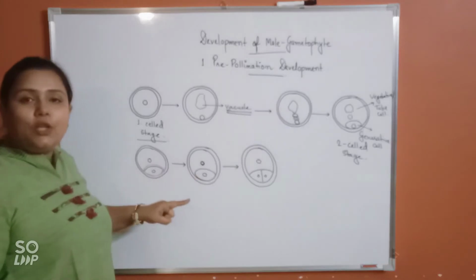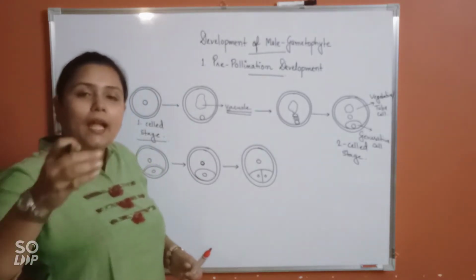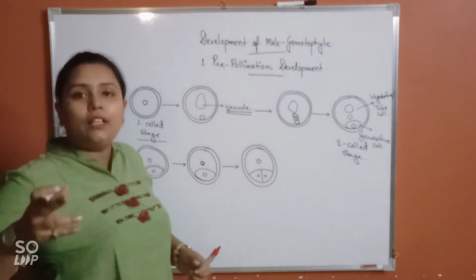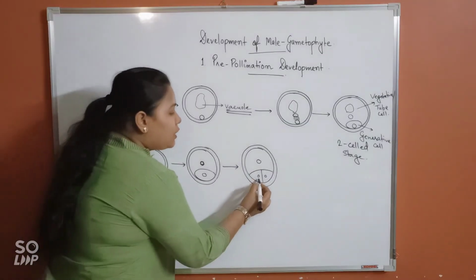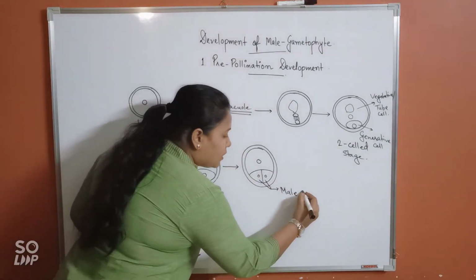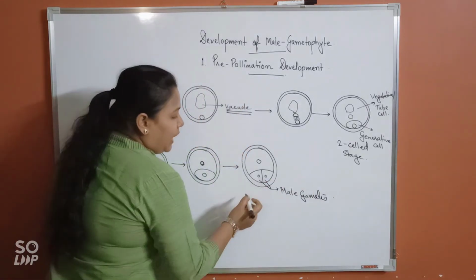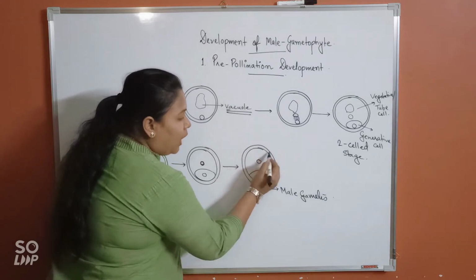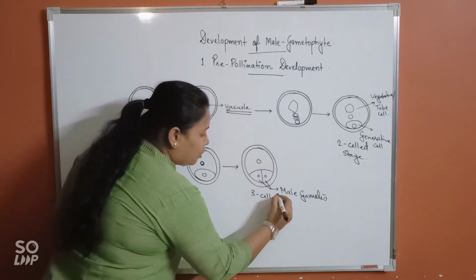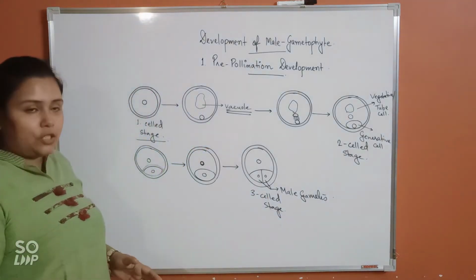So the generative cell nucleus will undergo another round of karyokinesis, forming two nuclei, and then they will be surrounded by thin peripheral cytoplasm, giving rise to another two haploid cells. These two cells will be referred to as male gametes. So we have here two male gametes and one vegetative or tube cell. This is called the three-cell stage of the pollen grain.